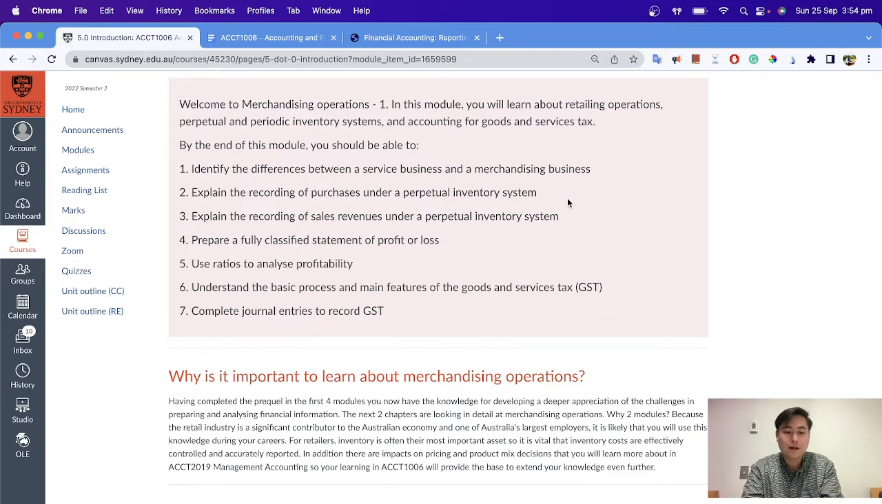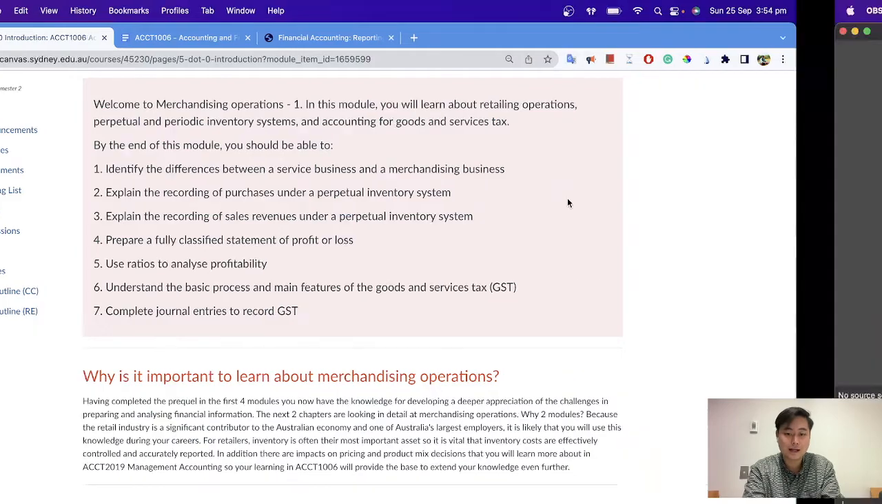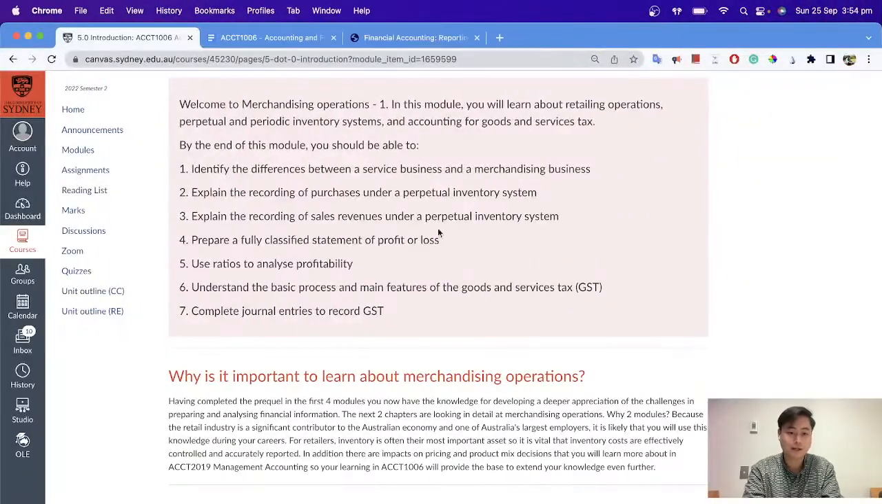Then prepare a classified statement of profit and loss, and do ratio analysis to talk about profitability: how effective is the company at collecting accounts receivable, and how effective is the company at inventory turnover. Understand the basic process of GST, and complete journal entries of general sales tax. So this material, week 5's material, is testable in the mid-semester exam.